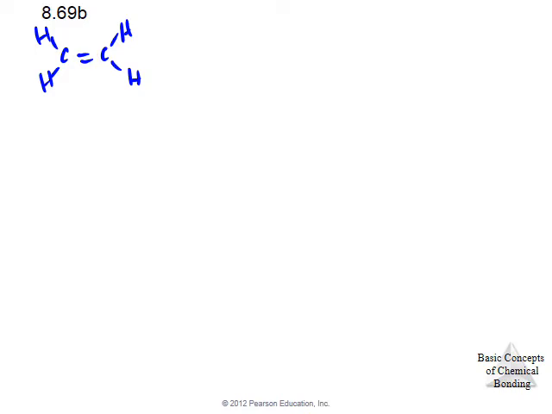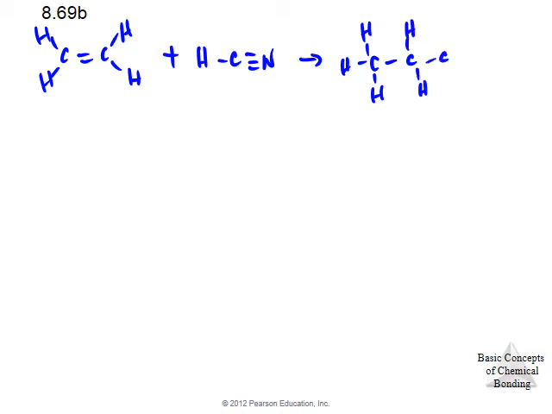plus HC triple bond N, that gives CH3, that's the methyl group, and then CH2, and then you have C triple bond N. Let me double check whether I copied everything right. So make sure you should also double check.